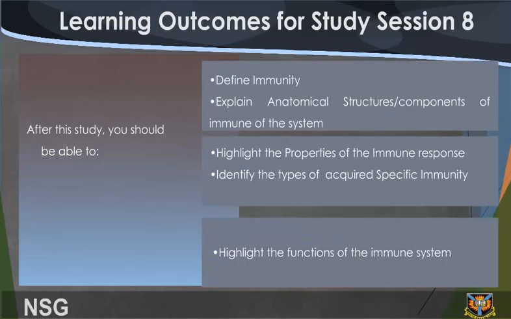Learning outcomes. After this study, you should be able to define immunity, explain the anatomical structures or components of the system, highlight the properties of the immune response, identify the types of acquired specific immunity, and highlight the functions of the immune system.